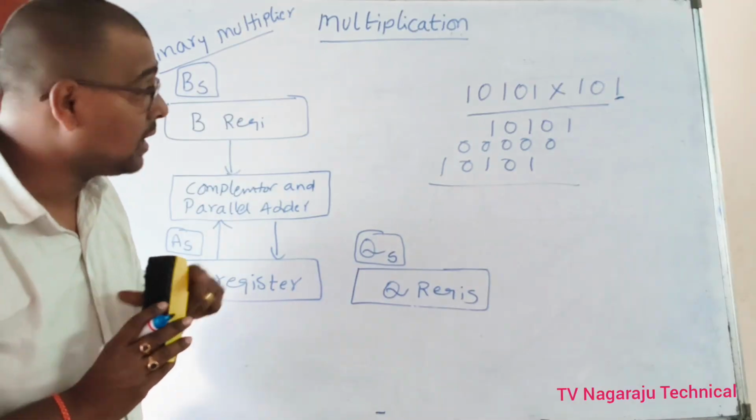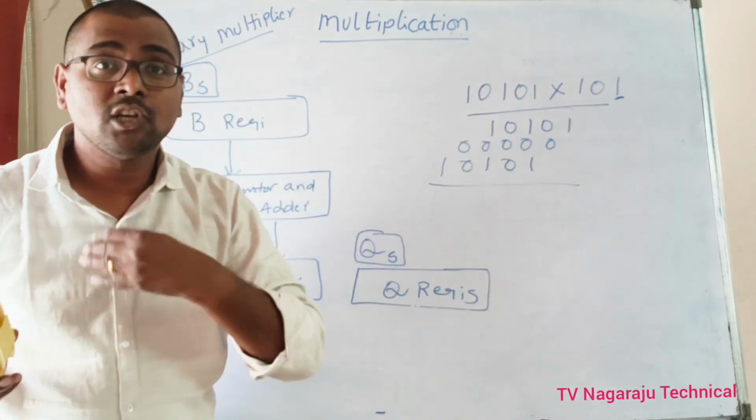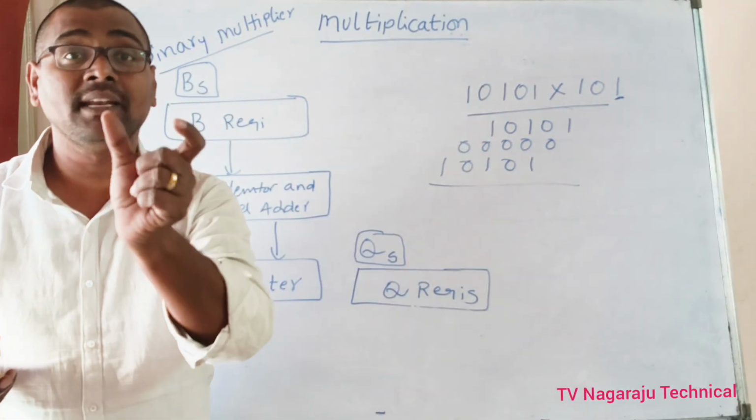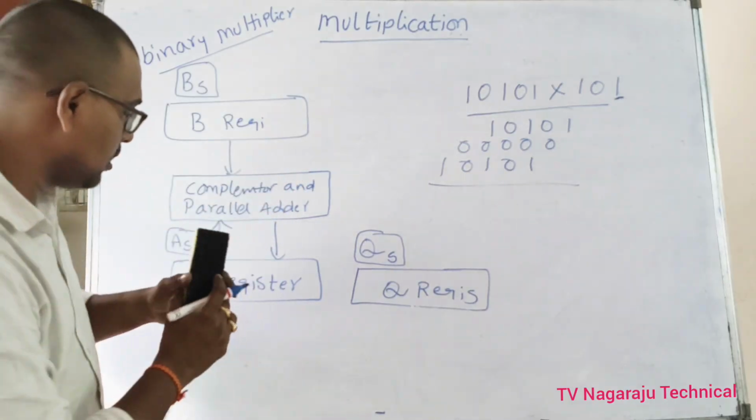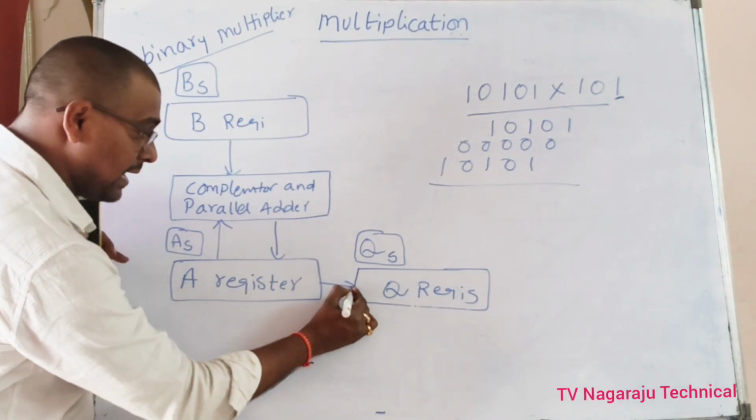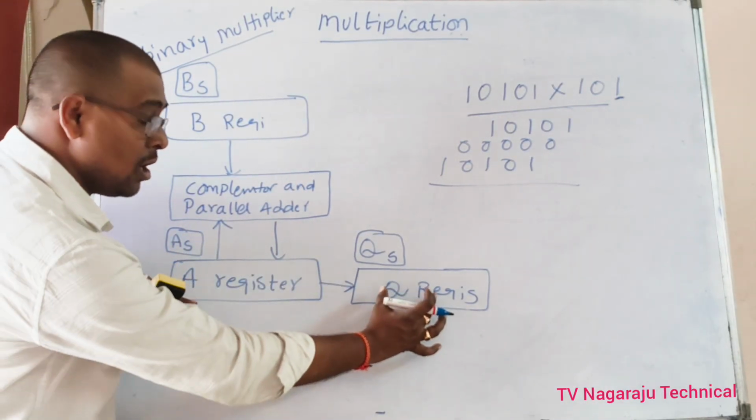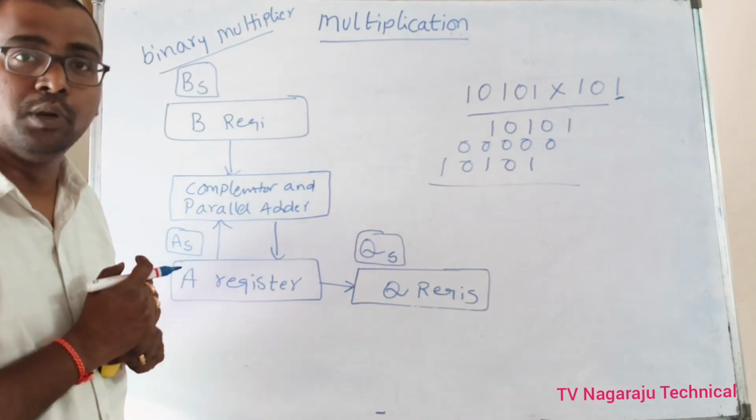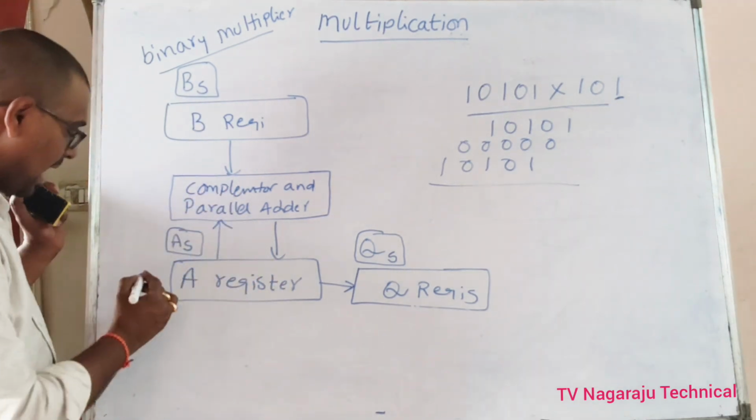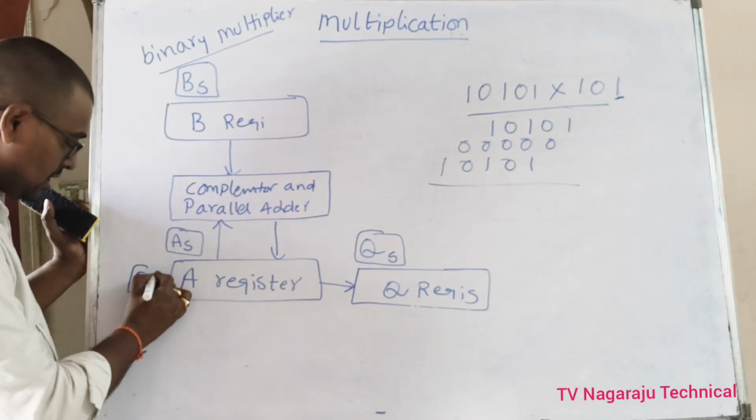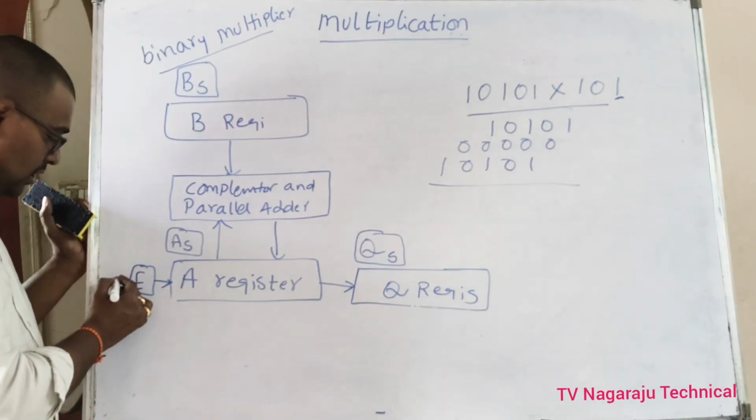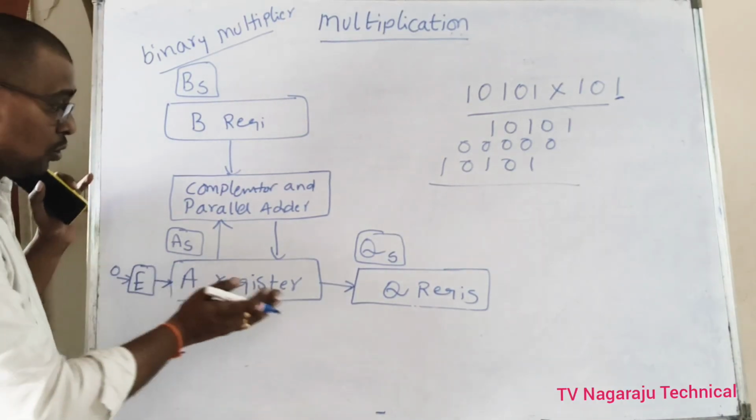Now, one more thing. After performing the operation, generally the length of the product is double the length of the operands. That is the reason my entire result is placed in both the A register and the Q register. If you have any carry, that carry is placed in E. Initially, the value is 0.